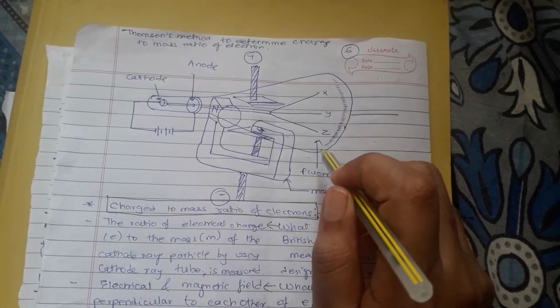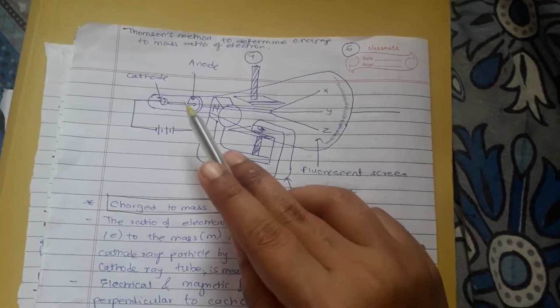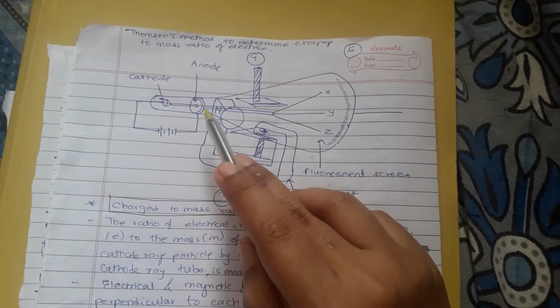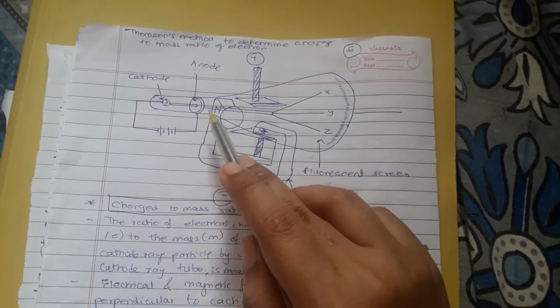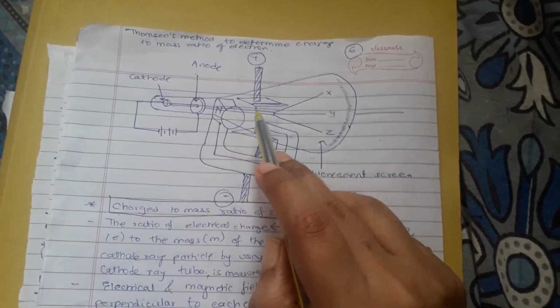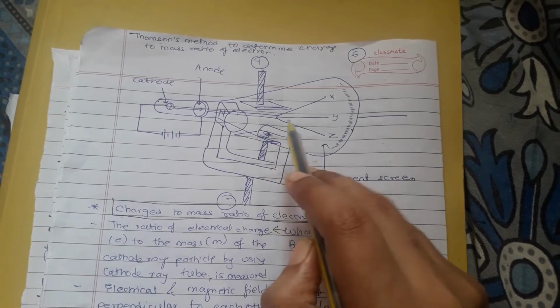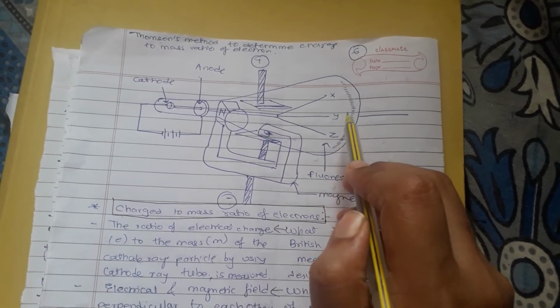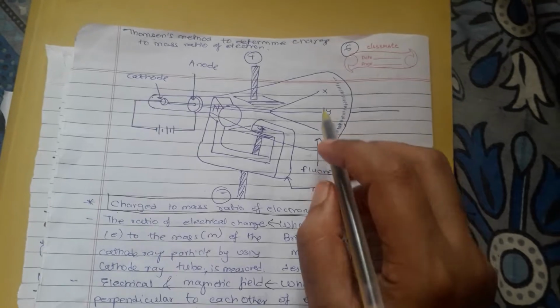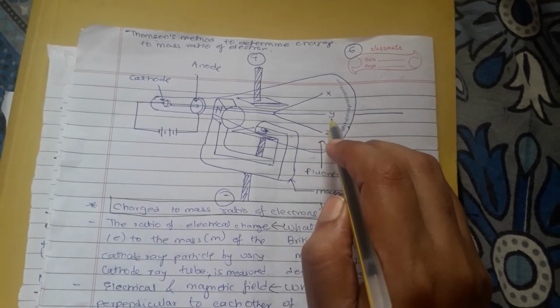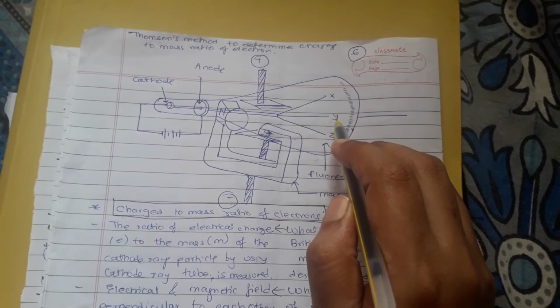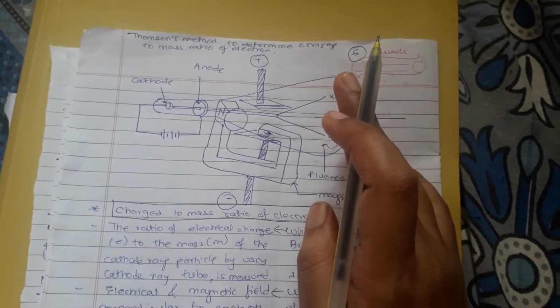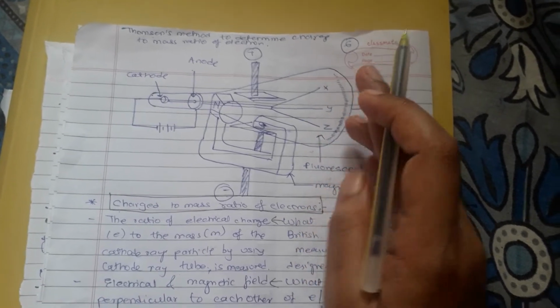There is a ZnS screen, and the cathode ray is emitted from the cathode. It passes through the hole of the anode and strikes the ZnS screen. This happens, and it travels in a straight line because the magnetic field and electric field are absent.